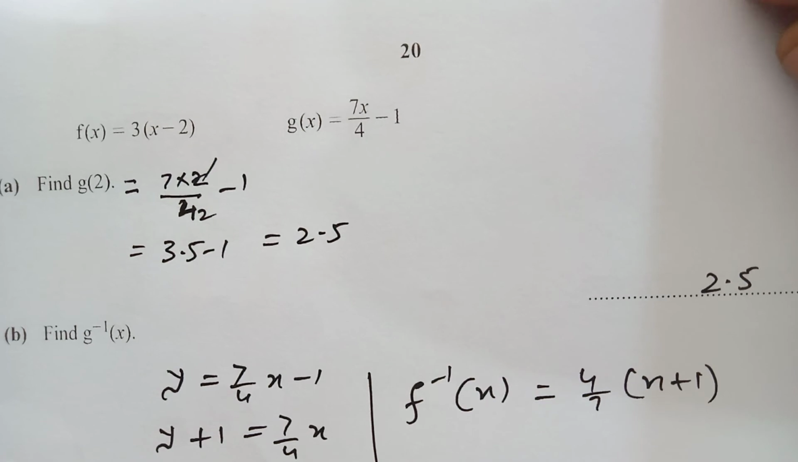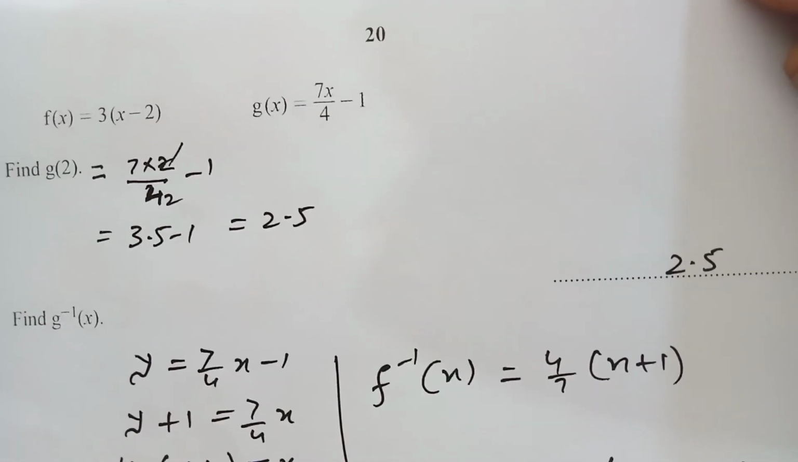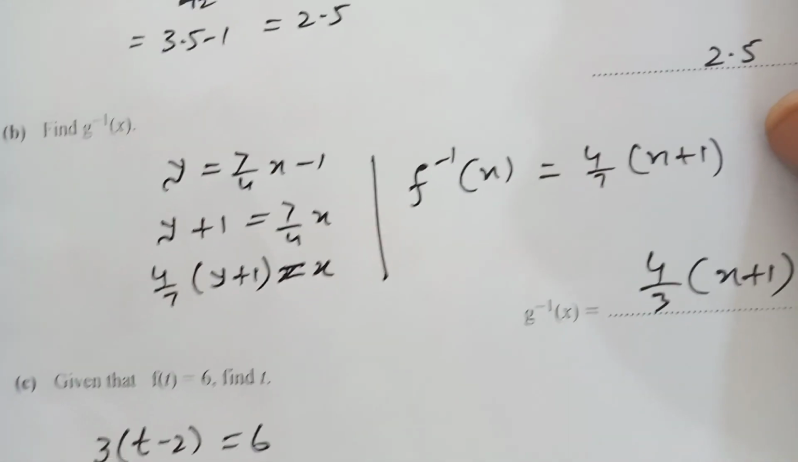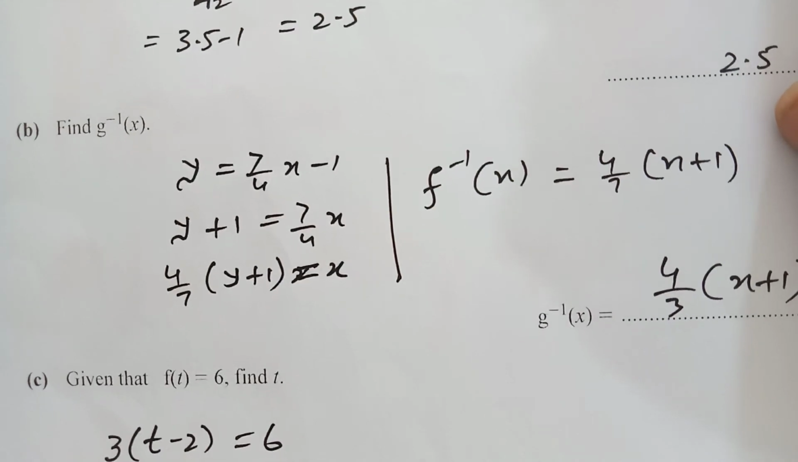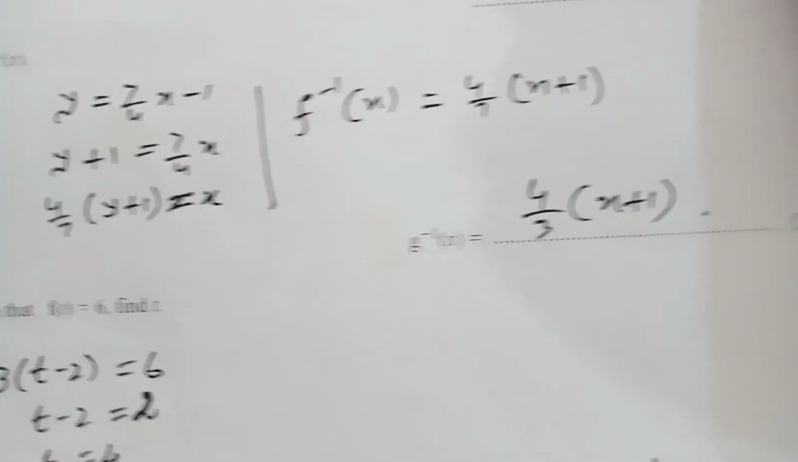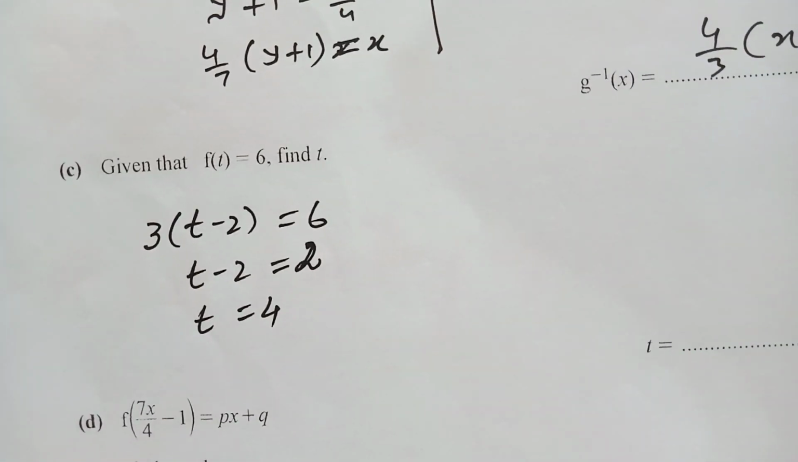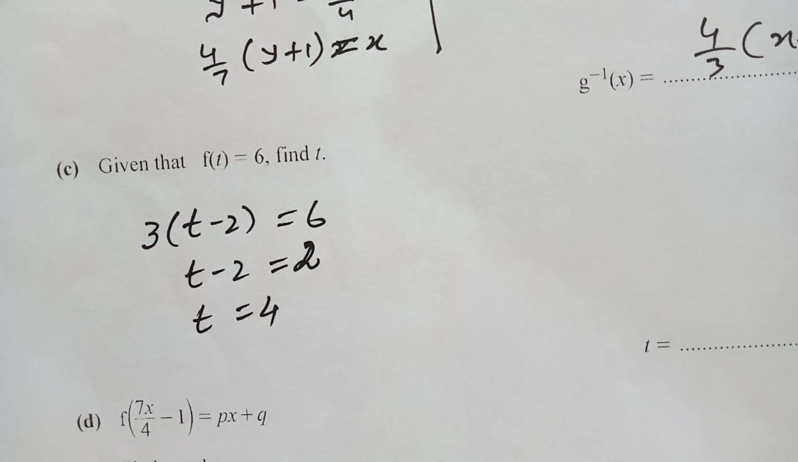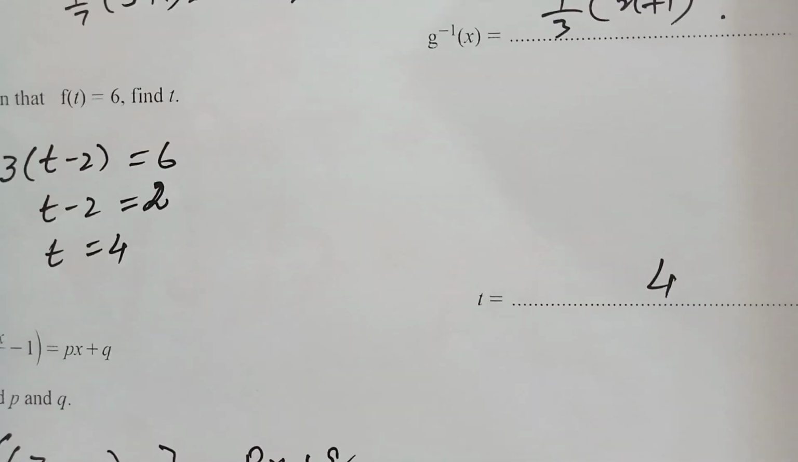Question 11. In this he has given you f(x) and g(x). First you have to find g(2). Put in the value of x, you will get 2.5. Similarly for the inverse, y is equal to this, and you will get f inverse x is equal to 4/3 x plus 2. And he is asking for f(t) is equal to 6. Find the value of t. In place of t you will put x, in place of x you will put t. So your final answer will be 4.